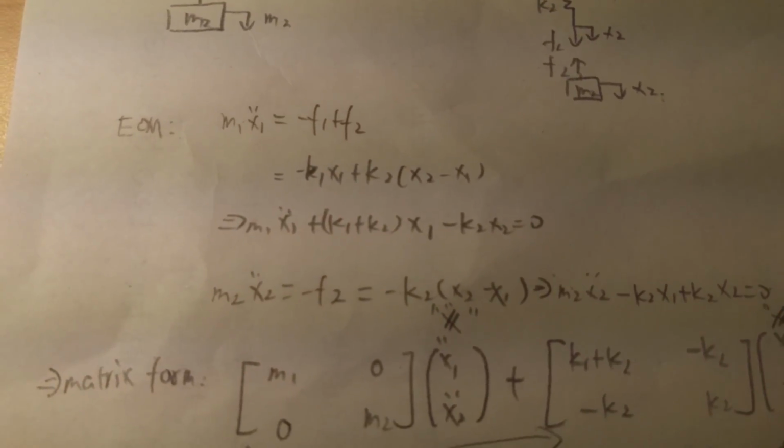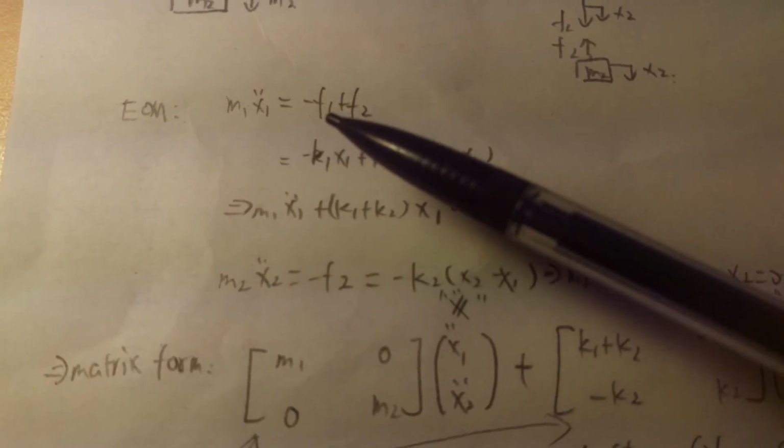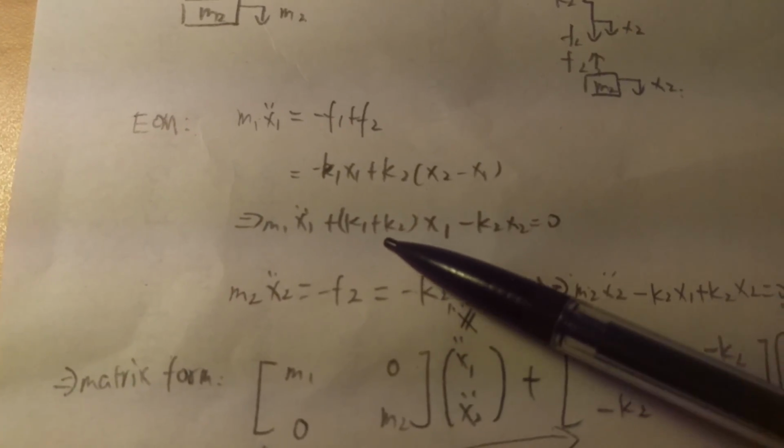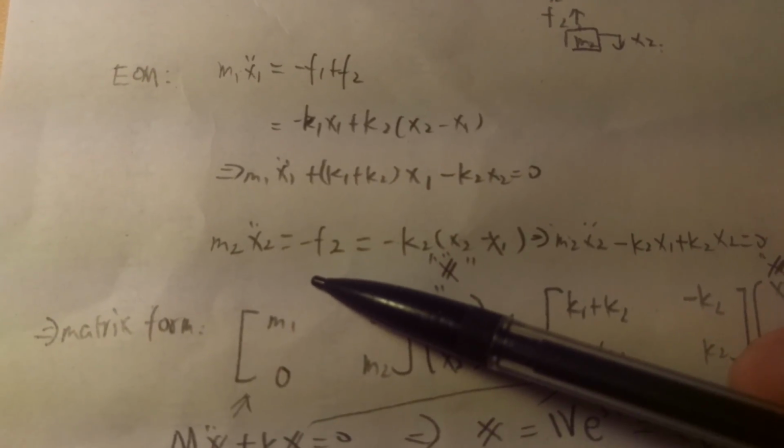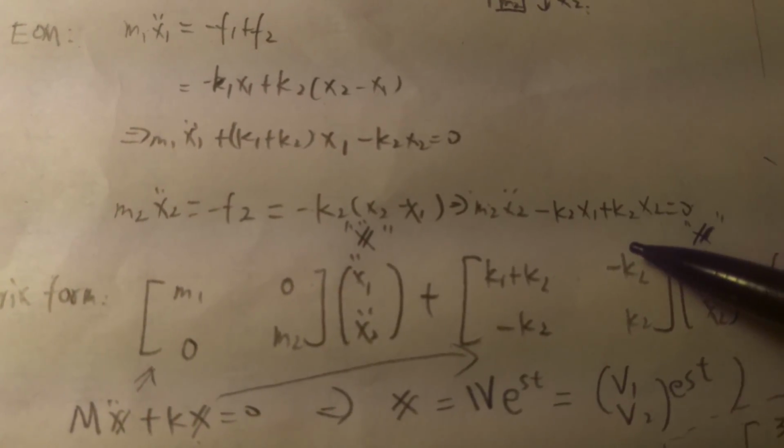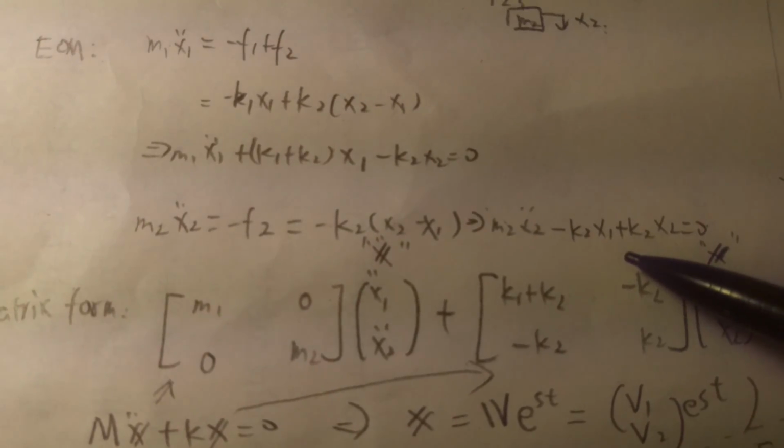The second part we need to find is the EOM equation for M1 and M2. For M1, M1 x1 double dot equals minus F1 plus F2, as we show the positive is toward down and the negative is toward up. So we can get the two equations shown here. This is the EOM for M1, and the EOM for M2 is M2 x2 double dot equals minus F2. Then we can get the EOM equations, plugging in K1, K2, x1, x2.